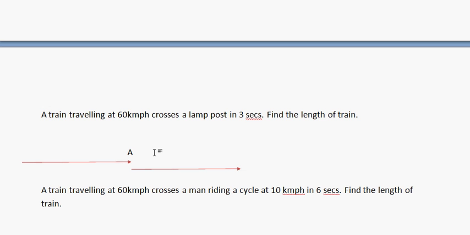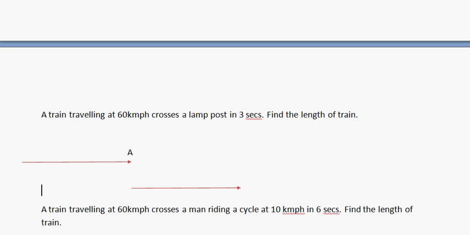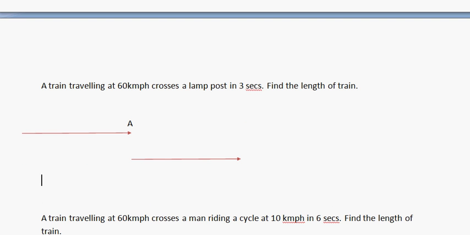And it takes 3 seconds to pass this lamp post, meaning to cover this much length, right? The head of the train, which was at point A, has now become this. So what has it traveled? It has traveled the length of the train, right? Let's say the speed is 60 and the time taken is, let's put it 30 to make it simpler, 30 seconds. We have to convert it into hours, so divide by 3600. So the length of the train is 1800 divided by 3600, which is equal to 1/2 kilometer, or 500 meters. So this is the length of the train.